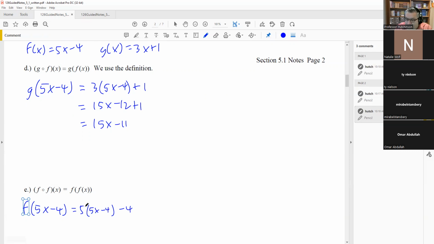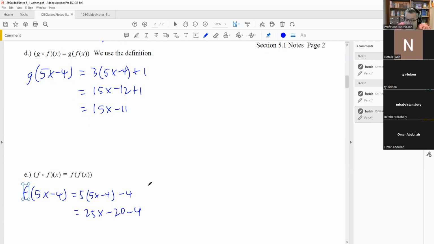So again, you're putting the f inside of itself. So that's going to give you 25x minus 20 minus 4. And then that's going to end up giving you 25x minus 24. And then that would be your answer. f of f of x is equal to 25x minus 24. And that's going to be your answer there. So we didn't use the g function at all there. We just used the f function only, because that's all that we have here. We have f of f means you're putting f into itself, is what you're doing there.